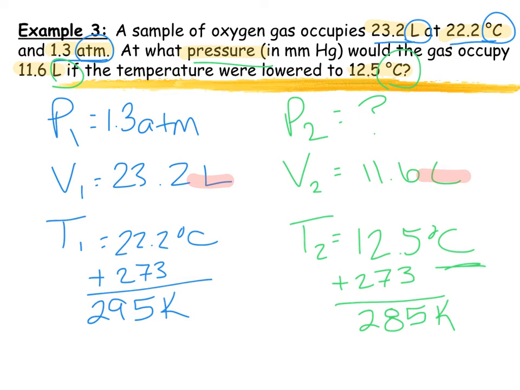If I look at pressure, P1 was given in atm, and P2 is my unknown. The problem is, we specified in the question that it's supposed to be in millimeters of mercury. So I'm going to go ahead and change P1 to millimeters of mercury. That way when I solve for P2, it will already be in millimeters of mercury as it was requested.